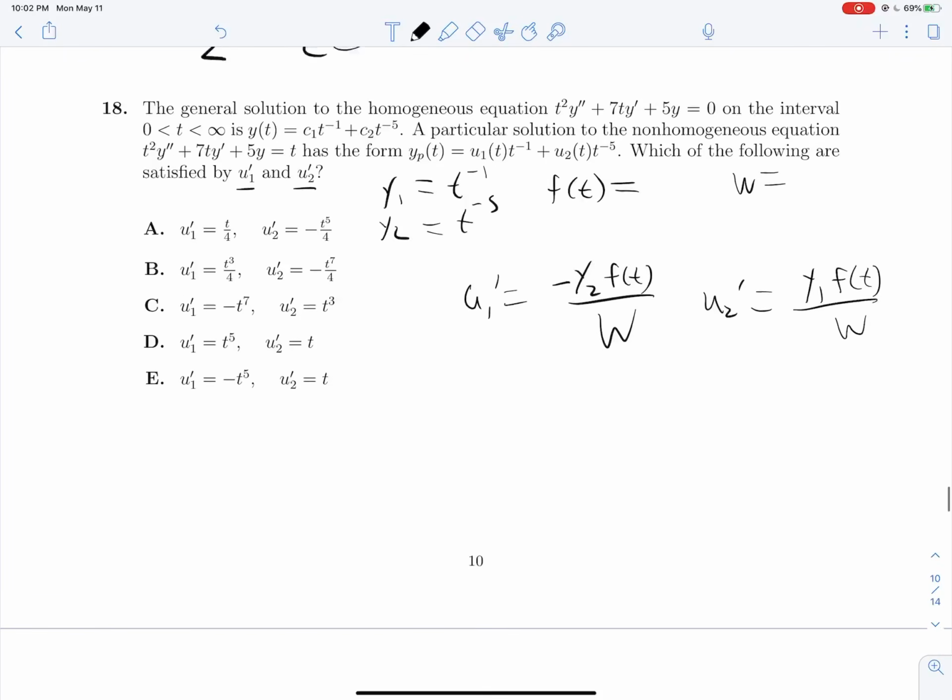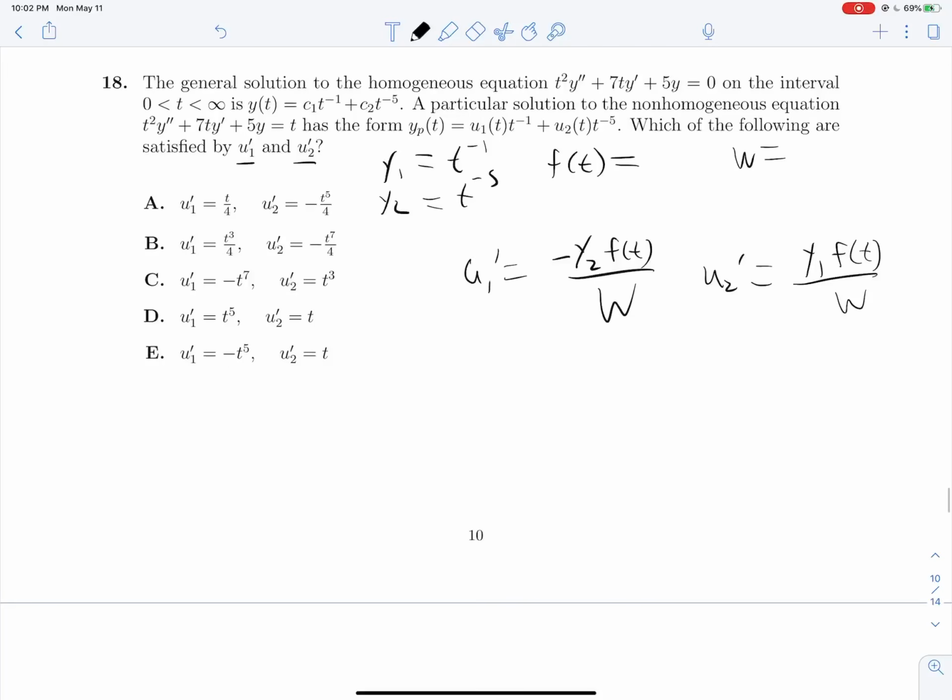Now f of t is the thing on the right-hand side of our equation, so whatever is not connected with any y's or any derivatives of y, so long as the coefficient on our highest derivative, y double prime, is 1. So if we divide t squared out there and t squared from there, we see that f of t is 1 over t.